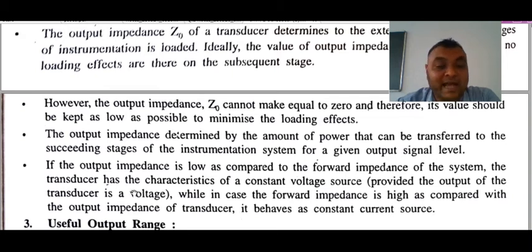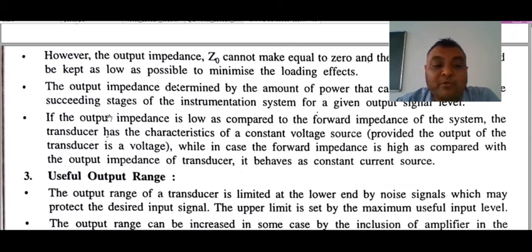And the last one is that, if the output impedance is low as compared to the forward impedance of the system, the transducer has the characteristic of a constant voltage source. While in case the forward impedance is high as compared with the output impedance of the transducer, it behaves as a constant current source. So how will it behave if the output impedance is lower? It will behave like a constant voltage source, and if it is higher, then it behaves as a constant current source.